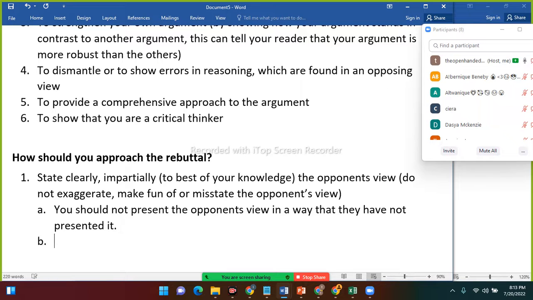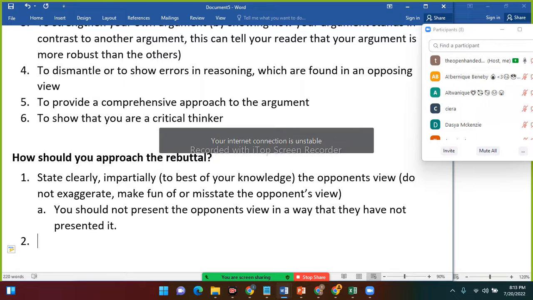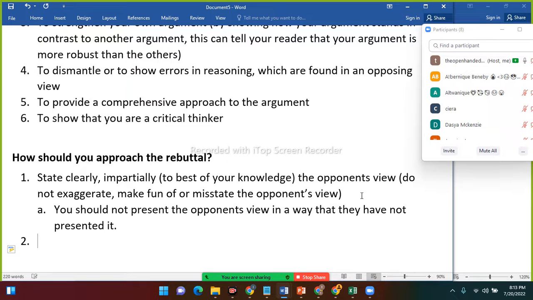So after you state it clearly, to the best of your ability and to the best of your knowledge, right, so you state their argument clearly, the next thing you want to do is you want to agree where you can with their statement or position.